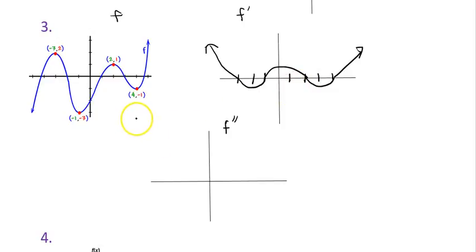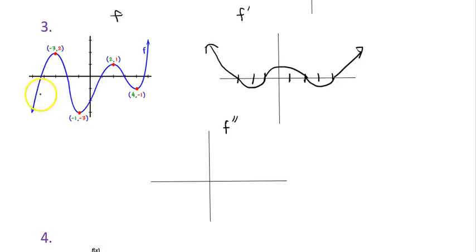Now, for the second derivative, again, I can look at this and say, okay, it was concave down, then concave up, then concave down, then concave up. So I should be negative, positive, negative, positive. Again, if we look at the points of inflection on the original, I can find those maxes and mins here, and there's zeros here. So I'm going to do that in a different color.